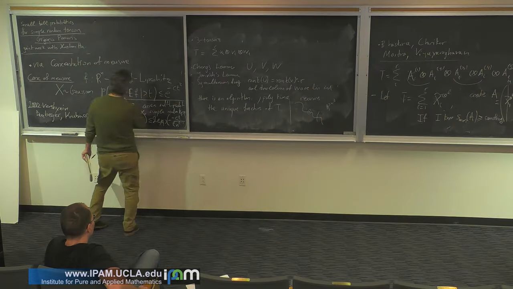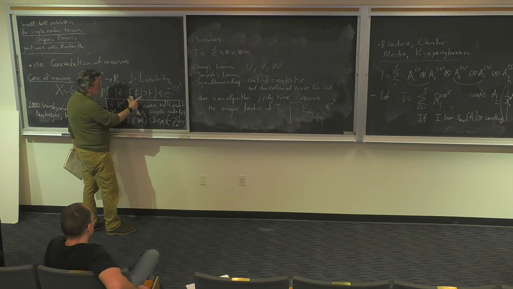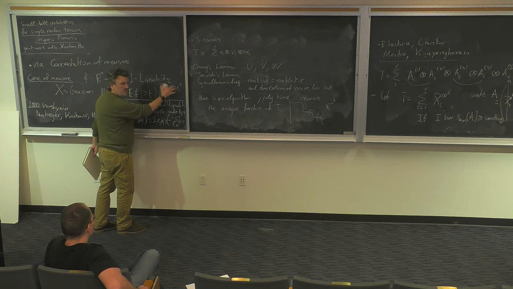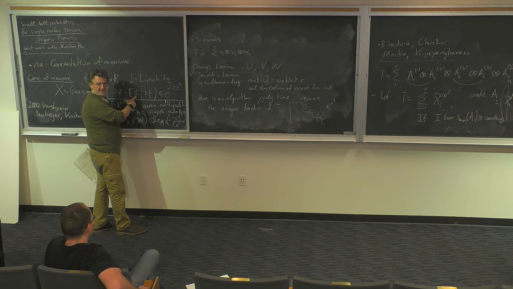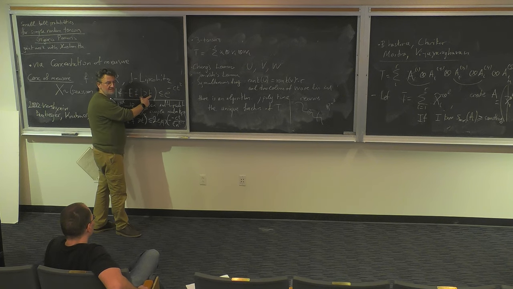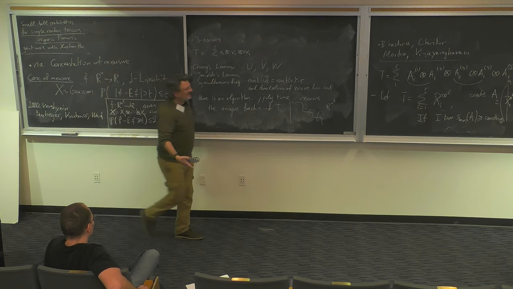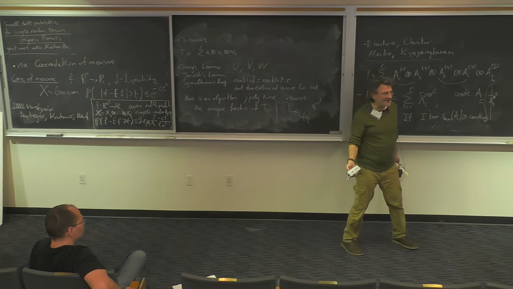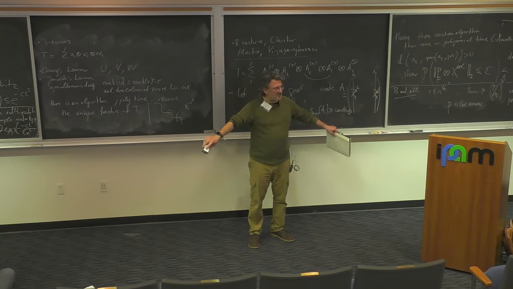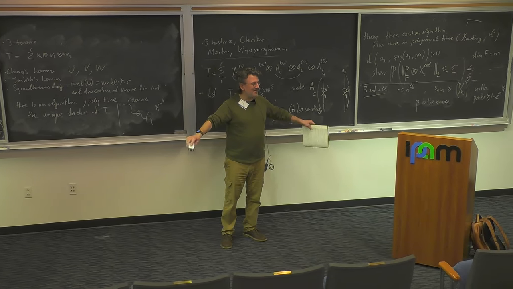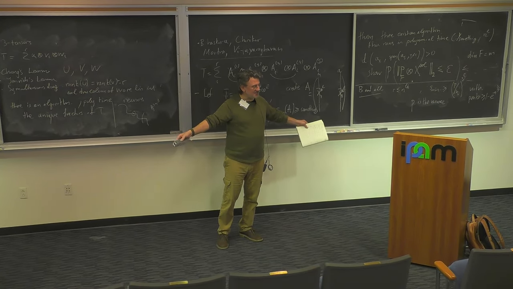So a concentration here says that if I throw away some probability, then my function is practically constant. It's like expectation plus something. If it is constant, then of course it satisfies whatever I want. So concentration inequality says that if I throw away some probability, high dimensional objects behave like a constant.